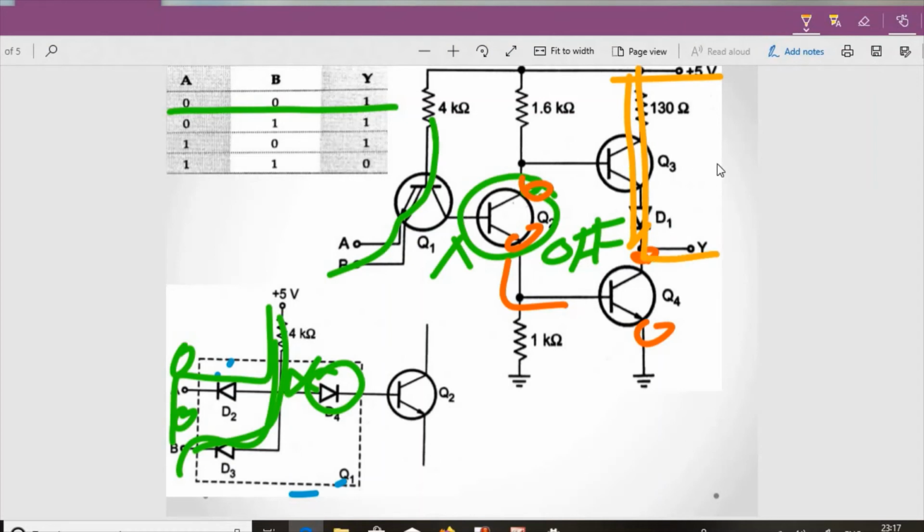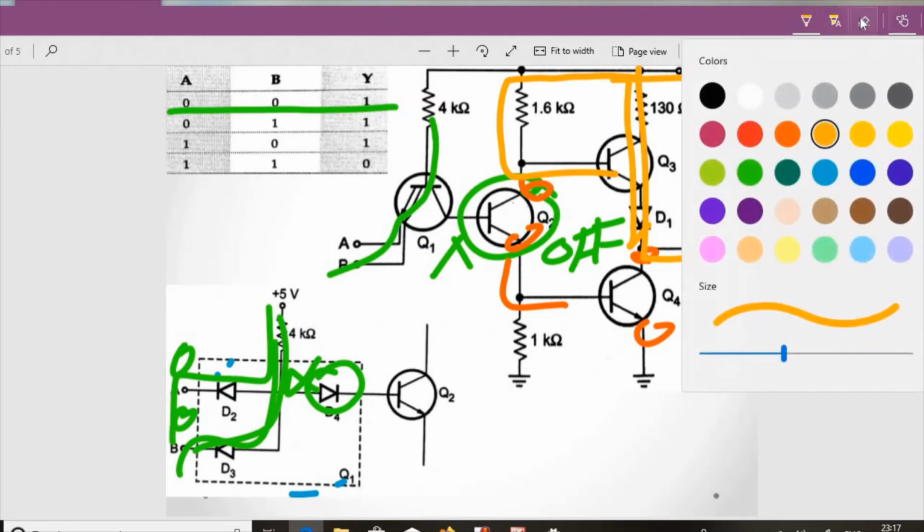Now your transistor Q3 will work. Why? Because it is getting the base voltage. At any point of time Q3 would be working, but as Q4 is not working and it is an open switch, the potential difference that was developed here, you will get the same potential difference here. That happens when your diode D2 or D3 is given an input 0.